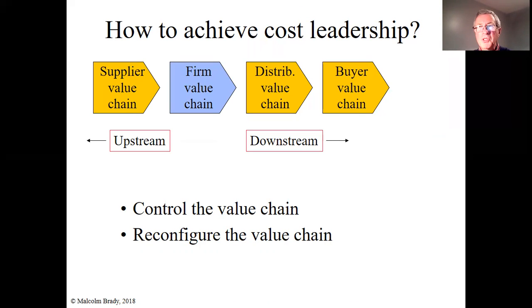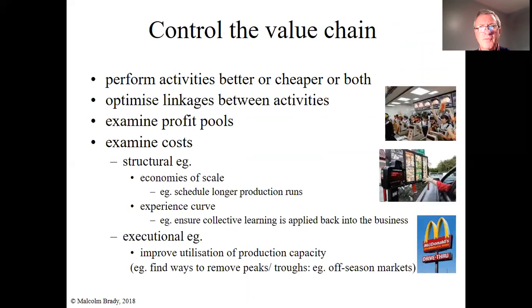Well, Porter suggests you go to your value chain and you look at the activities in your value chain, and indeed in your supplier's value chain, or indeed your distributors, or even the ultimate buyer, the consumer value chain. And you can find ways in that chain to keep costs down. And he suggests either generally controlling it activity by activity, or reconfiguring the entire chain. So I'll look at some examples of these.